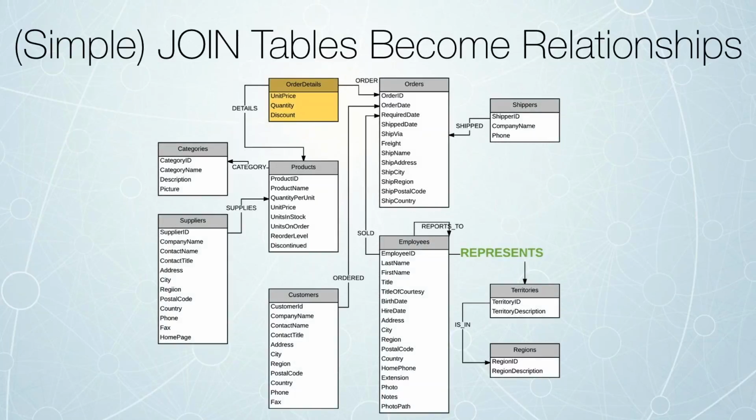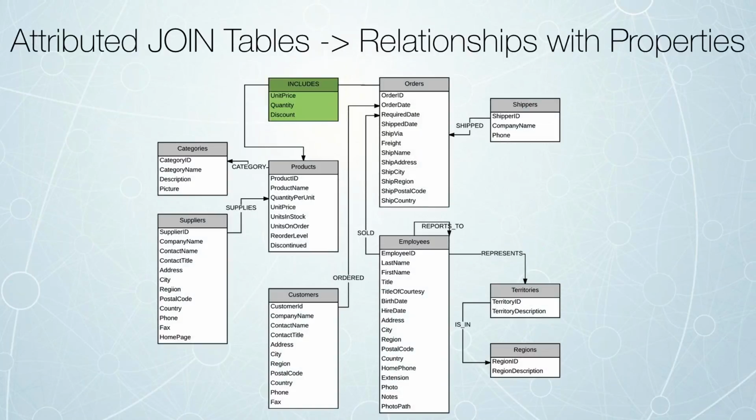And you also have your more complicated join tables, which have attributes associated with them. A product was in an order, and here was the price paid for that product, and the quantity of that product, and what discount was applied. This becomes relationships that have properties. So an order includes a product, and on the includes relationship, we have a set of properties: unit price, quantity, and discount.